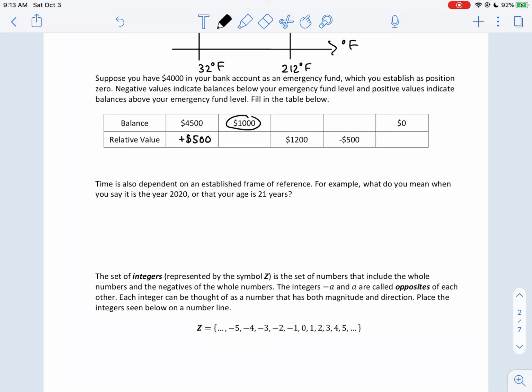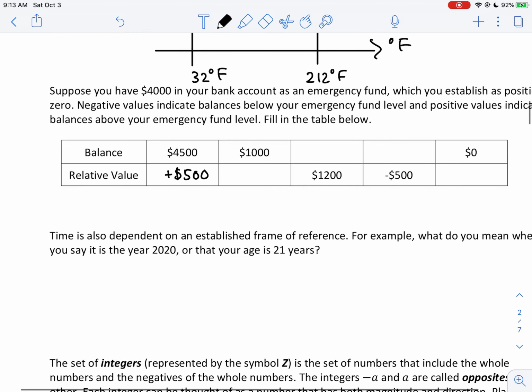If my balance drops to $1,000, then I've gone below my emergency fund level by $3,000. And so I would say I am negative. So we'd say negative $3,000 is my balance. That's relative to my $4,000 that I want to be position 0. So this tells me that I'm not necessarily in debt, right? Because I have money in my bank account, but I want to get back up to my $4,000 emergency fund level. And I'm $3,000 below that right now.